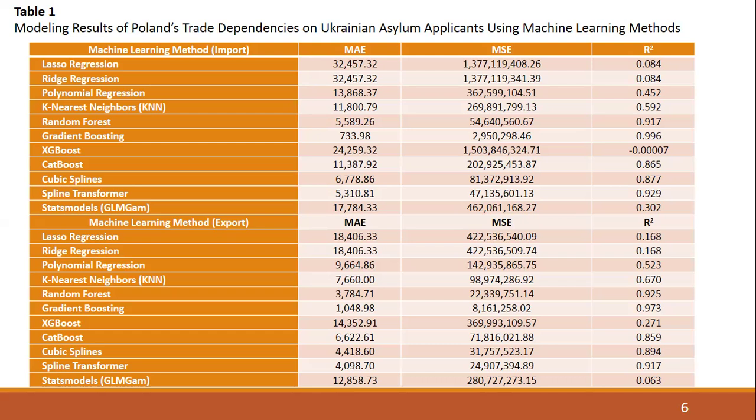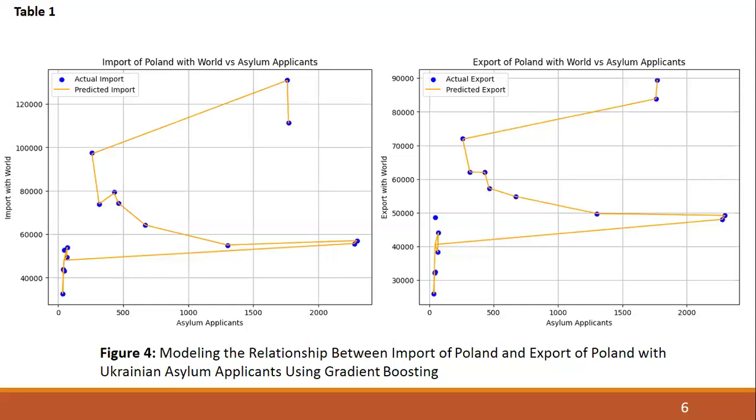Based on these criteria, gradient boosting proved to be the most effective method for modeling the dependence of Poland's foreign trade indicators on the number of Ukrainian migrants, demonstrating the highest accuracy and the smallest forecasting errors for both imports and exports compared to other machine learning methods. To visualize the modeling results, graphs were created illustrating the obtained models. This allows for a clear assessment of the alignment between the predictions and the actual data.